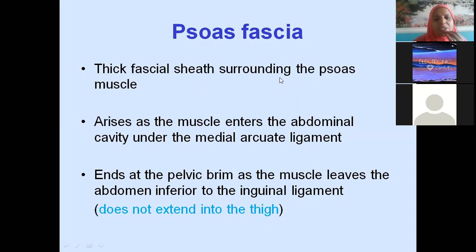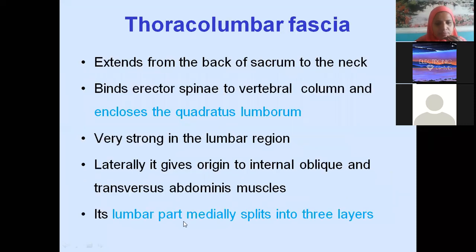It's a thick fascial sheath surrounding the psoas major muscle. It arises as the muscle enters the abdominal cavity under the medial arcuate ligament. This fascia completely surrounds the psoas major muscle, extending almost from the medial arcuate ligament till the pelvic brim.